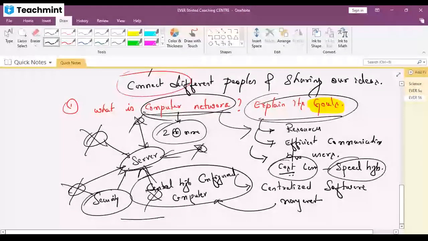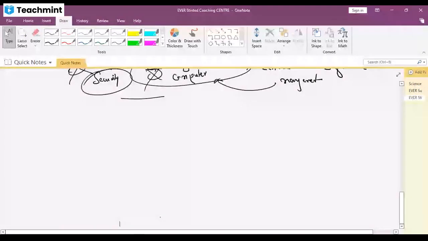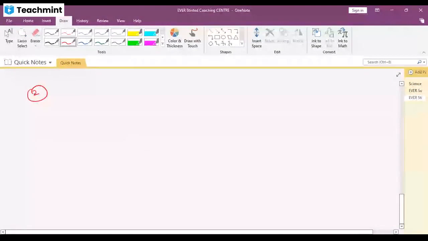So this is the first important question from this chapter. Got it? Sir, how many marks will it be asked for? You were told now what is a computer network. Explain. 5 marks.